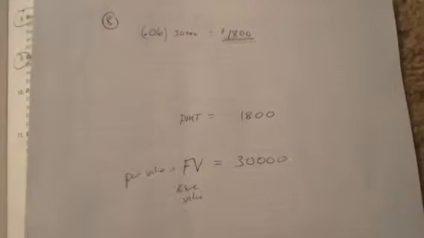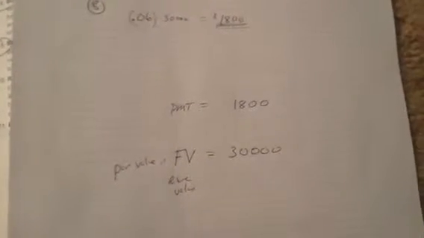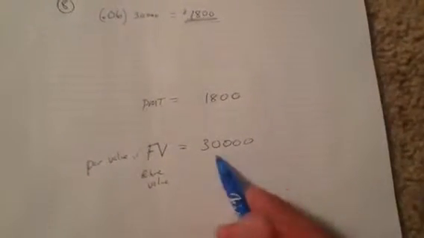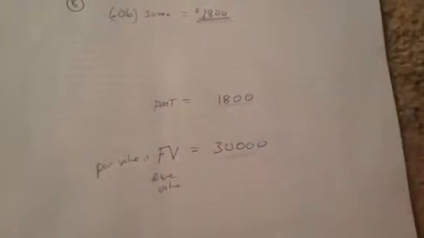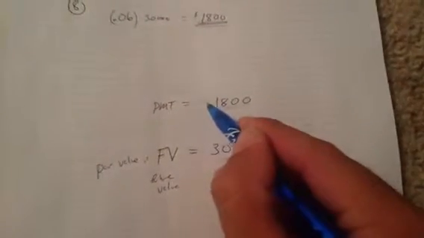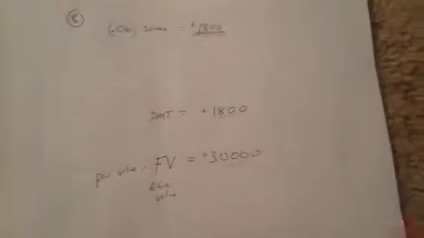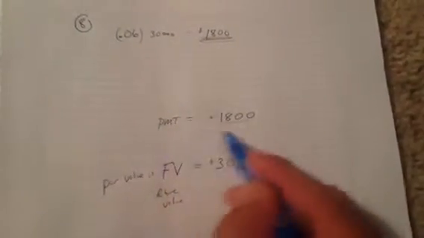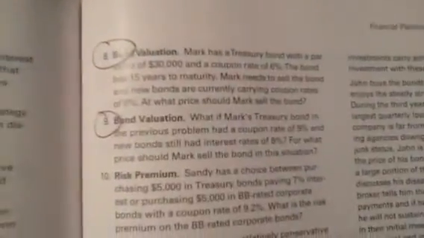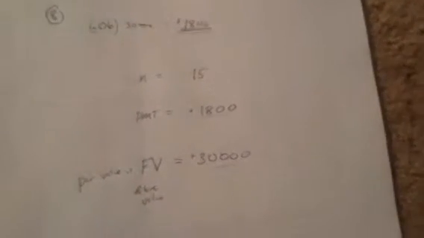So $1,800. Now those are both inflows that Mark's going to get from his bond. He's going to receive $30,000 at maturity. He's going to receive $1,800 each year. So these are both positive. These implicitly have plus signs on them. How many of these $1,800 coupons is he going to get? Well, it depends on how many more years till maturity. They have 15 years to maturity. That means he's going to get 15 more of these $1,800 coupon payments, one each year, and then at the end of that period, $30,000.